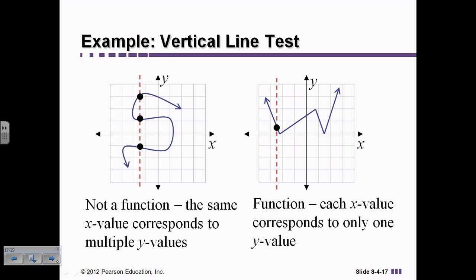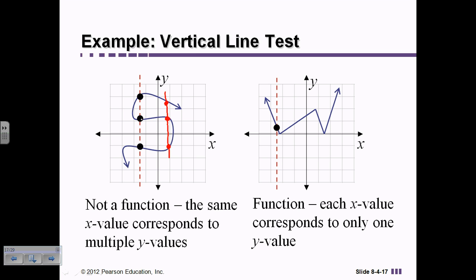All right, so let's look at this one. These are relations, and we're still doing the same thing. If I draw a vertical line anywhere on this particular graph, I touch the graph in 3 spots with my vertical line. So this is not a function.